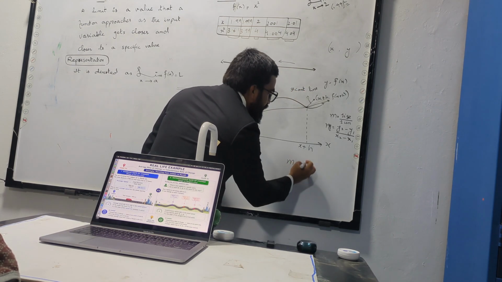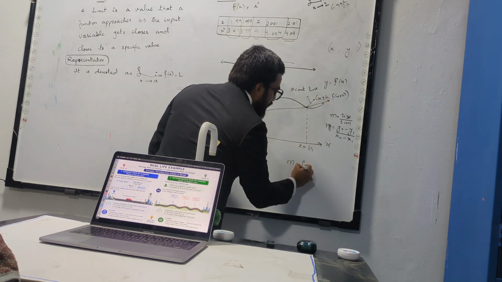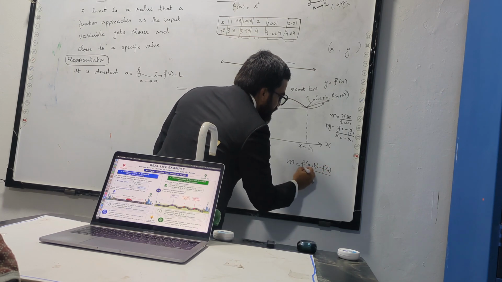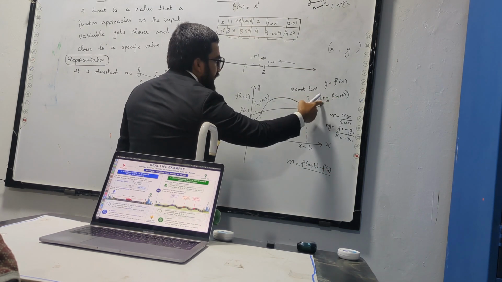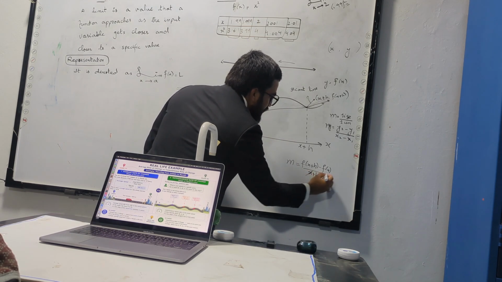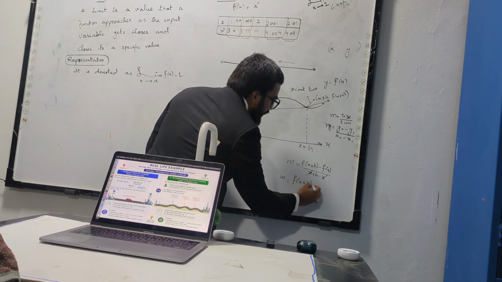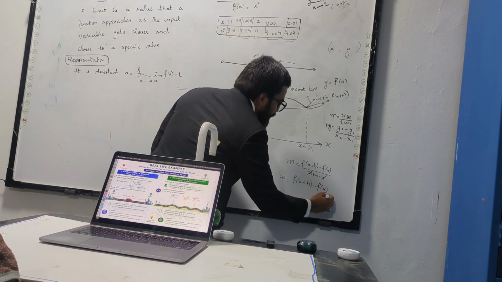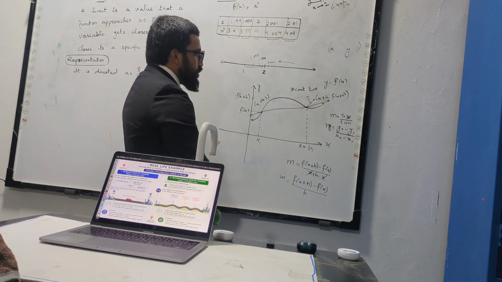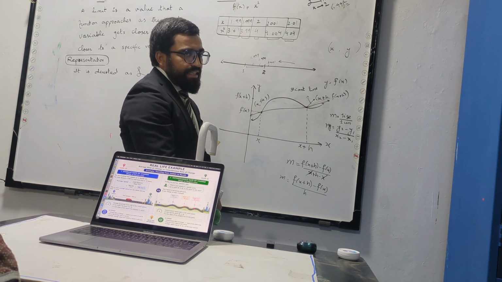And so we have y2. Let us consider this is y2, and the slope is f of x plus h minus f of x over x plus h minus x. These x cancel out and we have the value of f of x plus h minus f of x over h. Alright, so this is the slope of the average rate of change, which is also called the secant line slope.